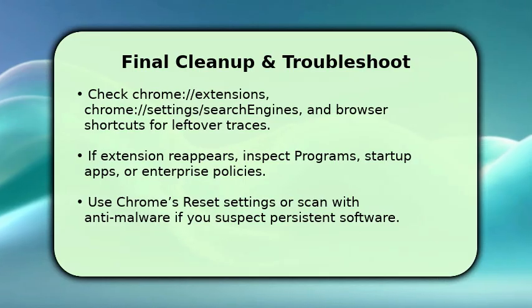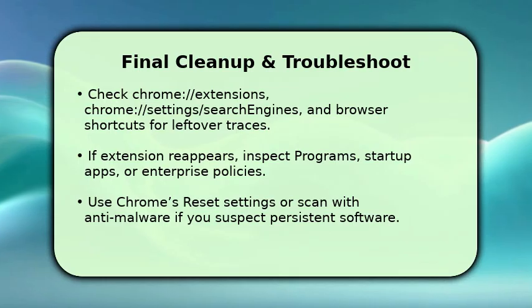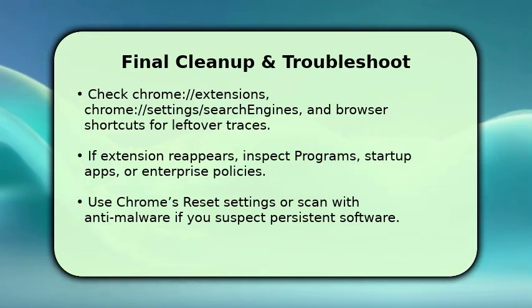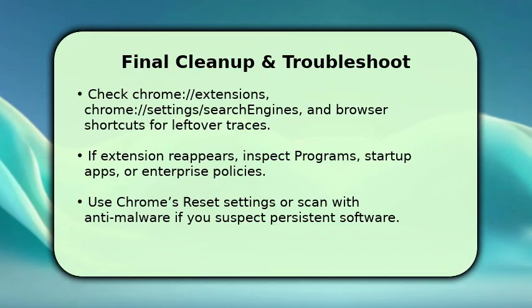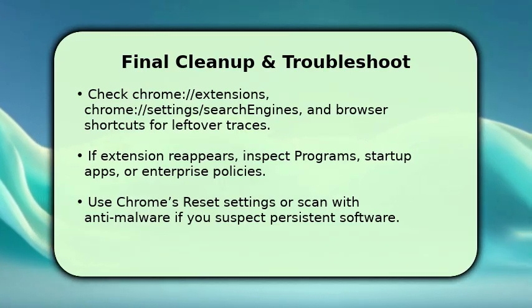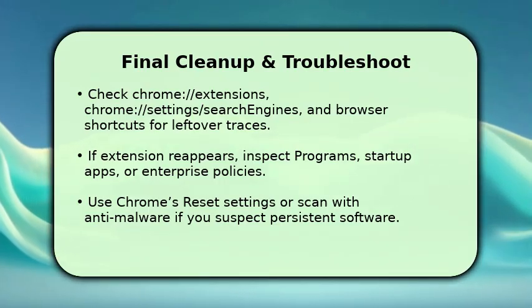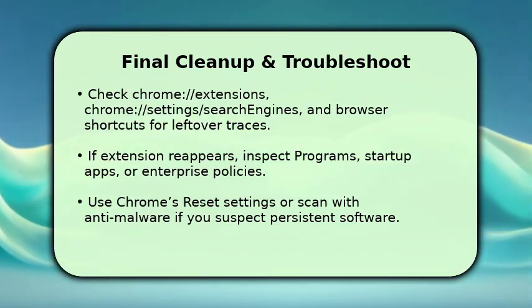Check installed programs, startup apps, and Chrome policies via chrome://policy. If policies or stubborn software persist, use Chrome's reset settings or run a reputable anti-malware scan to remove persistent components. One troubleshooting tip: if enterprise policies block removal, contact the administrator or remove the policy from the system registry carefully.